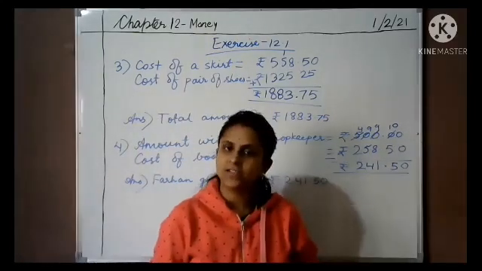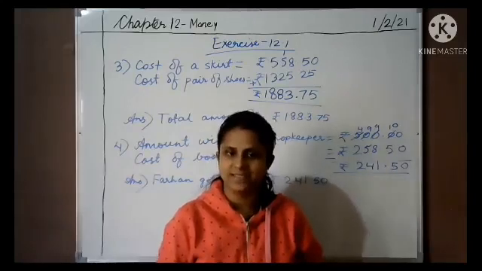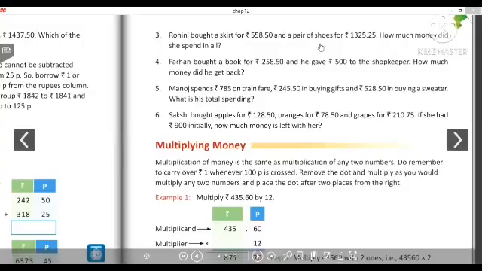Now let's discuss question number 5 and 6. Question number 5 says that Manoj spends rupees 785 on train fare, 245 rupees 50 paise in buying gifts, and rupees 528 and 50 paise in buying a sweater. What is his total spending?